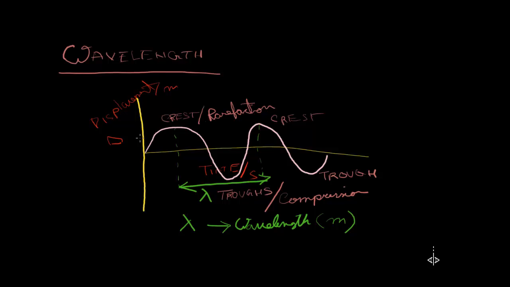Let us use different letters. Say this is O, this is A, this is say C, this is say B, this is D. Now if we start from O, the distance OA is the wavelength, that is from one rest position to another rest position. So we can say that O to A distance is the wavelength.